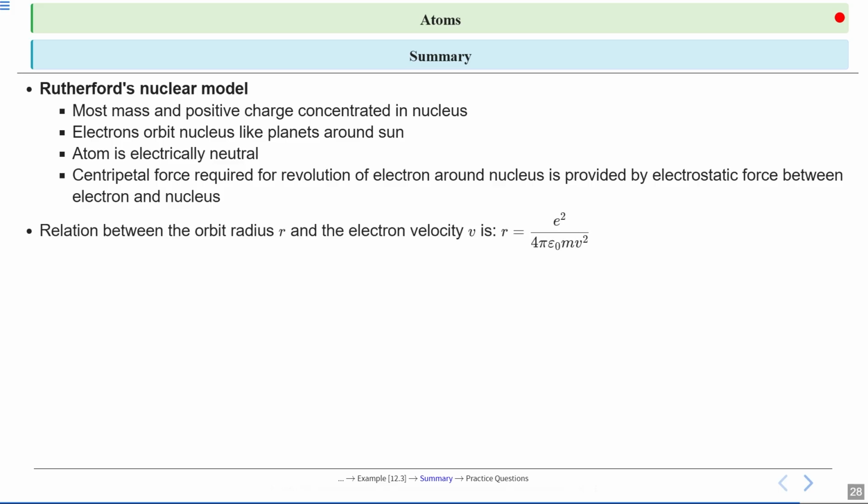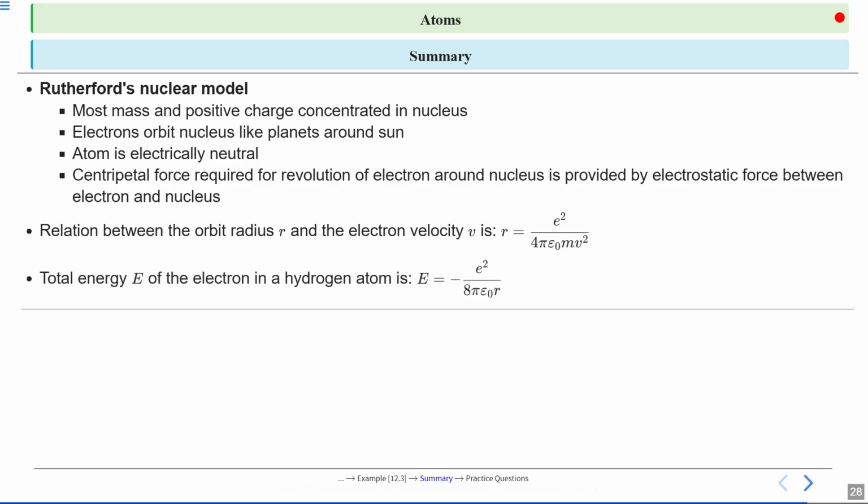Here is the relationship between the radius of the electron's orbit r and its velocity. The relationship is r equals e square upon 4 pi epsilon naught m v square. In this formula, e is the charge of the electron, epsilon naught is the permittivity of free space, m is the mass of the electron, and v is the velocity of the electron. Finally, let's look at the total energy of the electron in the hydrogen atom, which is given by E equals minus e square upon 8 pi epsilon naught r. The negative sign means the electron is bound to the nucleus and it would take energy to remove it.